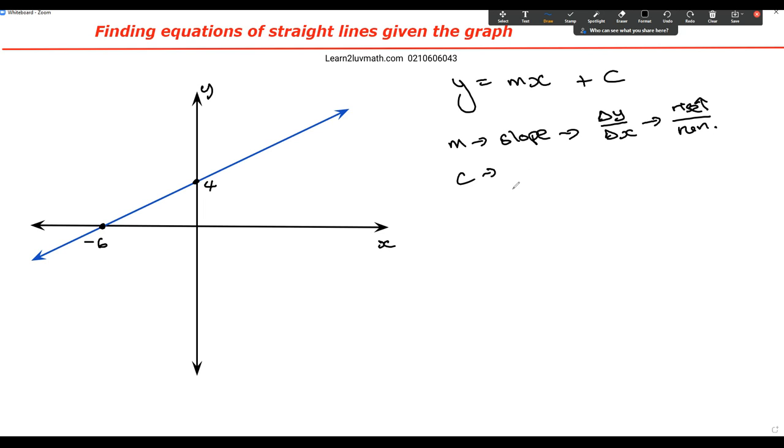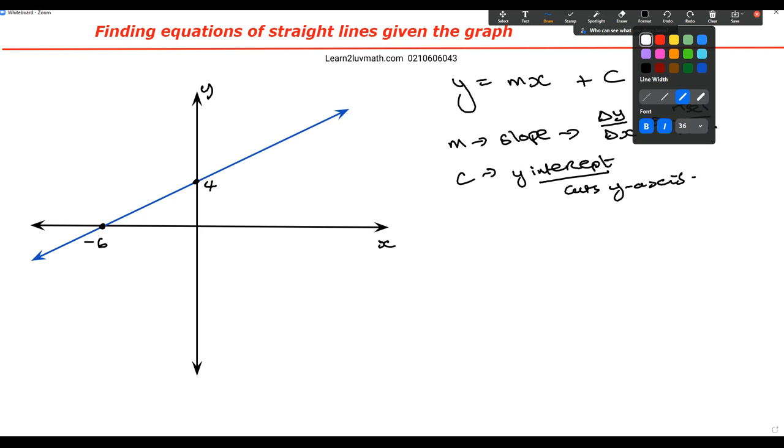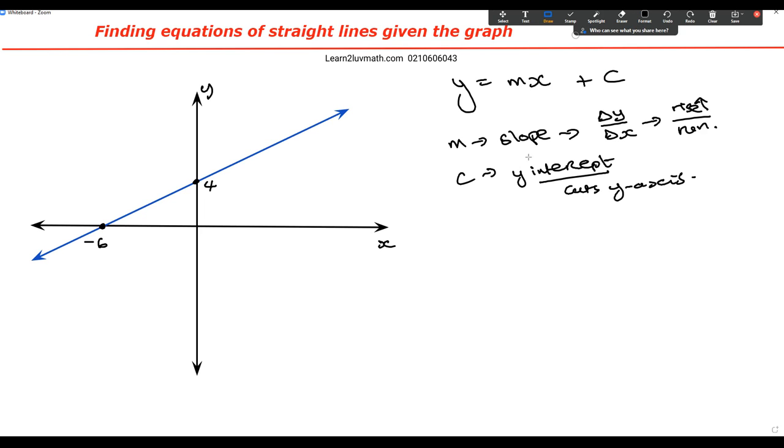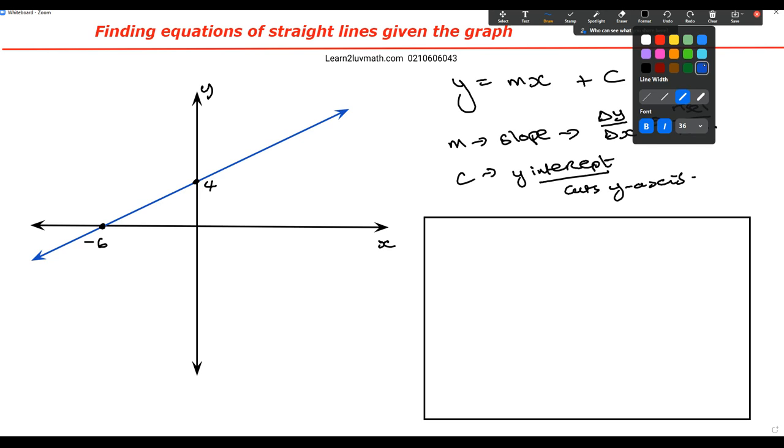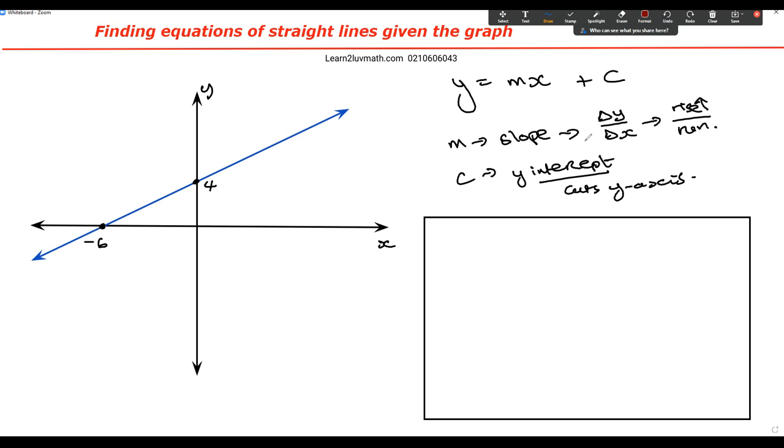The c value is known as your y-intercept. Another word for intercept is cut. So where it cuts the y-axis, whatever number that is, you can get it straight from there. Now, sometimes you're given values like this, in this particular case, and we can see that in this answer over here on the left-hand side.